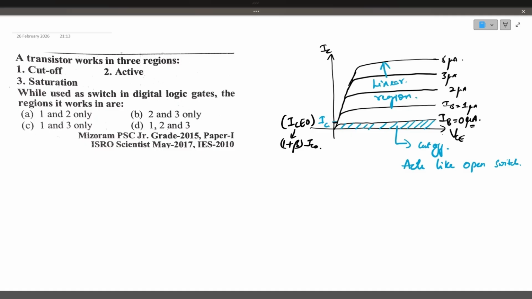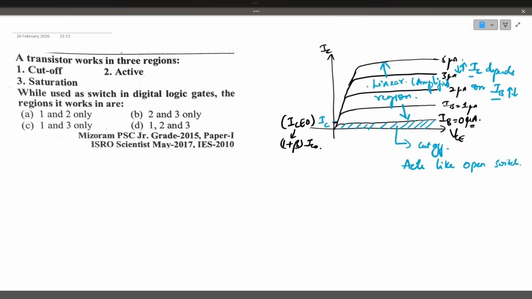In this linear region, the output current IC depends on the input current, that is IB. So as IB varies, IC also varies. As the input current changes, the output current also changes. This kind of operation is used in amplifiers. All the amplifiers, power amplifiers, audio amplifiers, or video amplifiers, are configured in the linear region.